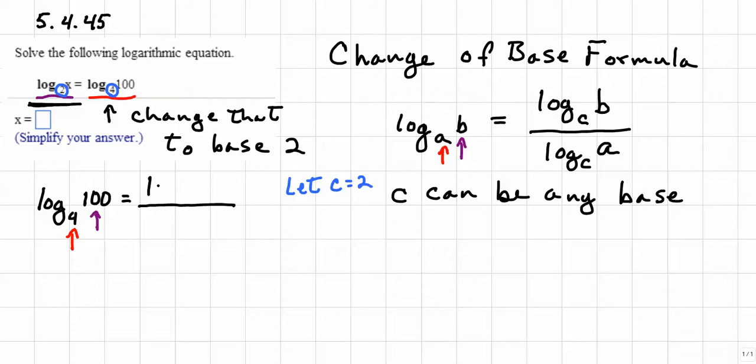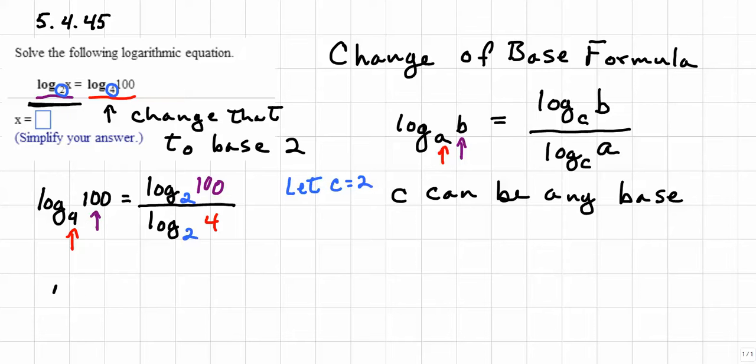Now, when we change this up, we'll have log base 2. And remember, we're going to use color coding here. Then B is the 100, so it's log base 2 of 100, and that's going to be over log base 2 of 4. Now that we've rewritten log base 4 of 100 as log base 2 of 100 over log base 2 of 4, we can go ahead and simplify.